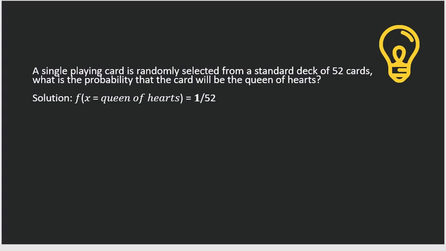Another example: a single playing card is randomly selected from a standard deck of 52 cards. What is the probability that the card will be the Queen of Hearts? So we have x, the Queen of Hearts. Of course, there is only one Queen of Hearts out of 52 cards. It can only happen once.